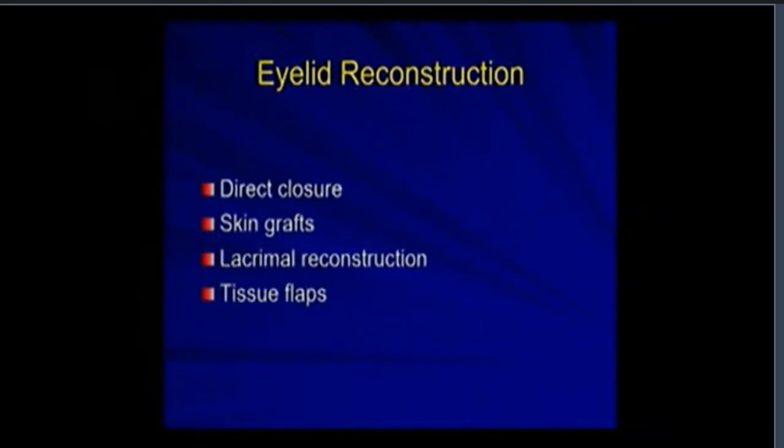For eyelid reconstruction, we have different options: either direct closure of a small defect, or a skin graft for a big defect in the anterior lamella. You also need to keep in mind lacrimal reconstruction if you are dealing with a medial canthal area defect. Or you can do tissue flaps depending on the size and location.